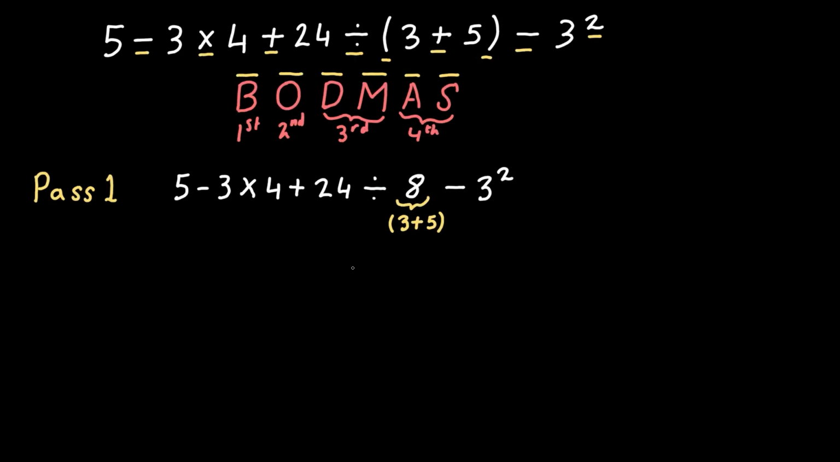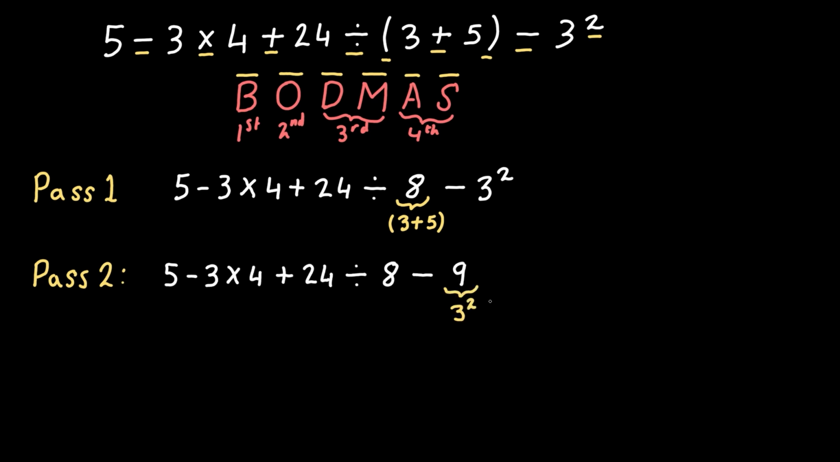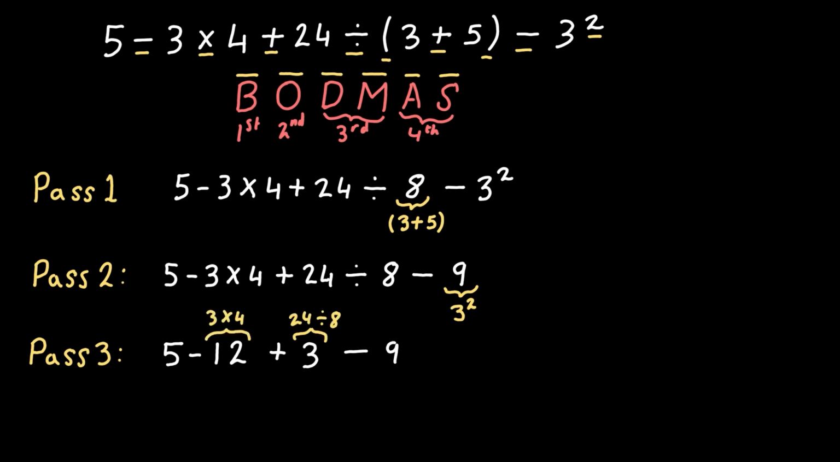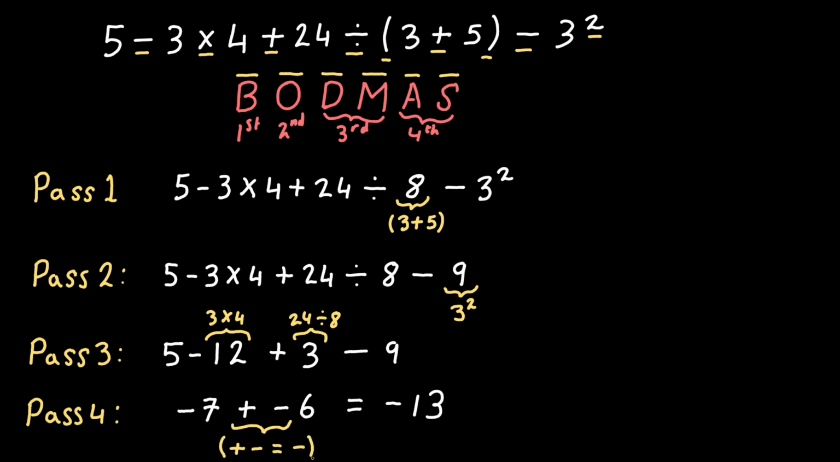The next step is to look at the powers within the calculation. 5 minus 3 times 4 plus 24 divided by 8 minus 9. Now we look at division and multiplication, and we get 5 minus 12 plus 3 minus 9. And in the final pass, we're left with addition and subtraction, leaving us with minus 7 plus minus 6, which equals minus 13.